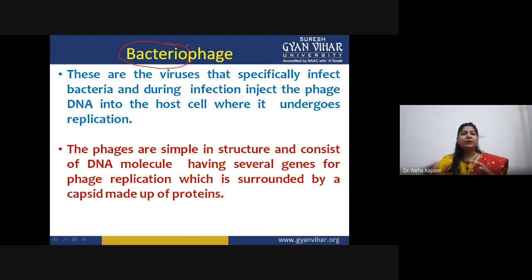Phages are quite simple in structure. They have a DNA molecule which possesses many genes that are necessary for phage replication. That means whenever a phage infects a bacteria and injects the DNA, that DNA has to be replicated. For the replication, the necessary genes are present on the phage DNA molecule. However, this phage DNA is surrounded by a capsid. The capsid is made up of proteins. It is a protein coat that surrounds the genomic DNA.